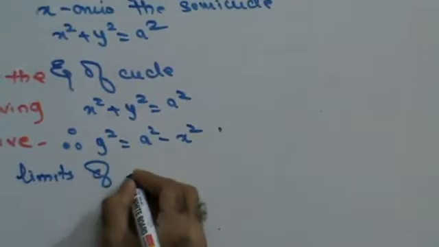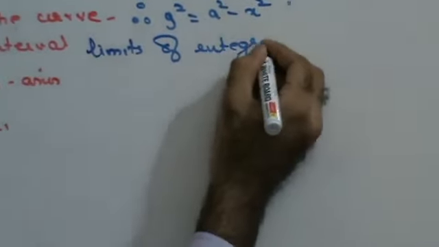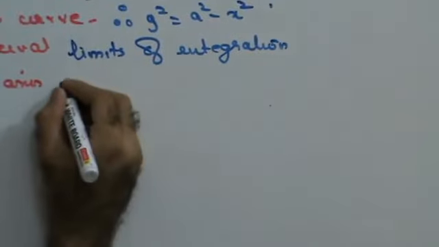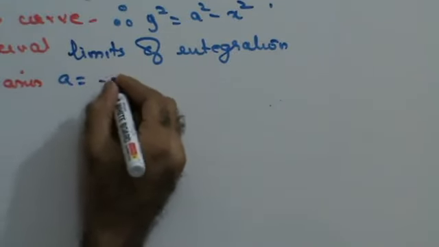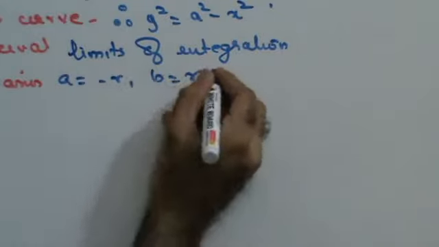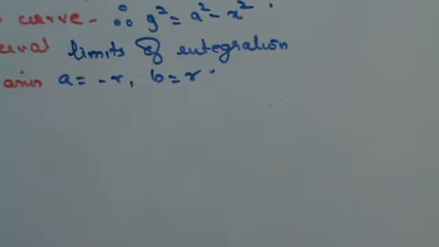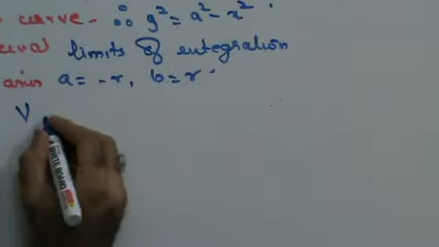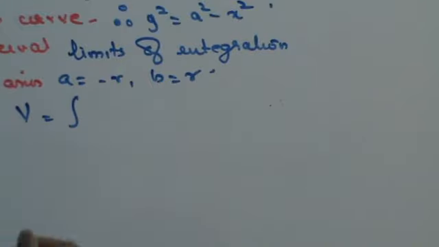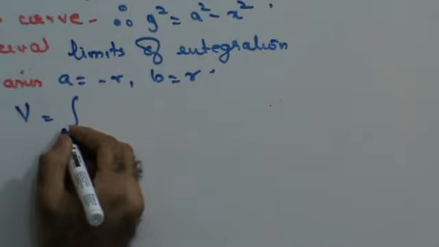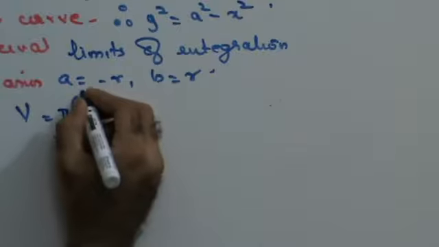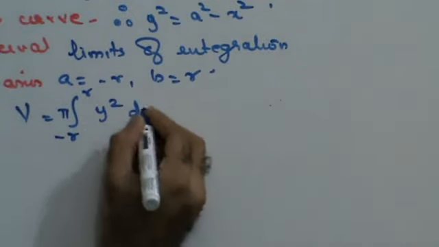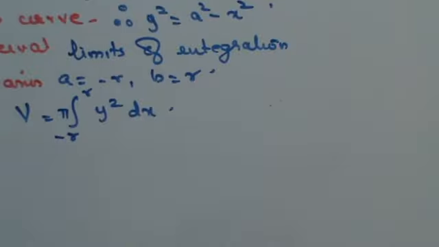Limits of integration, right? The lower limit is going to be minus r and the upper limit is going to be r, right? Do we get this thing clear? Now, in that case, volume is nothing but pi times from lower limit to upper limit y square dx. That's the volume of a figure.